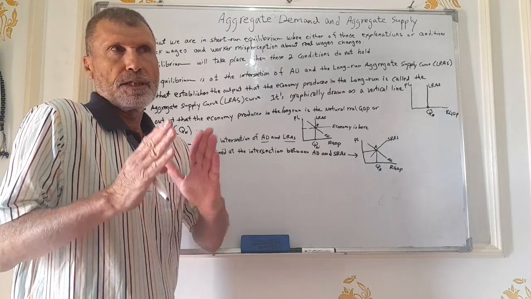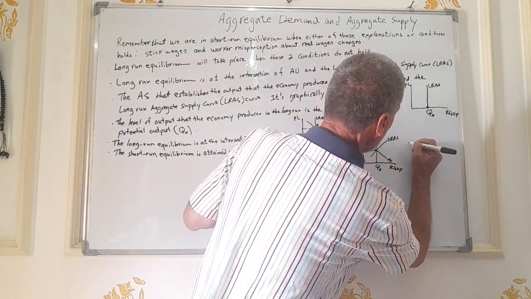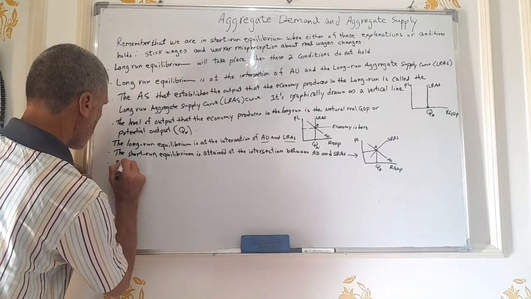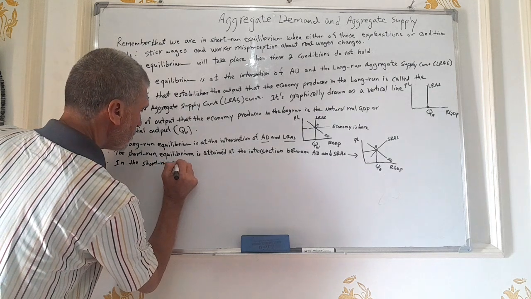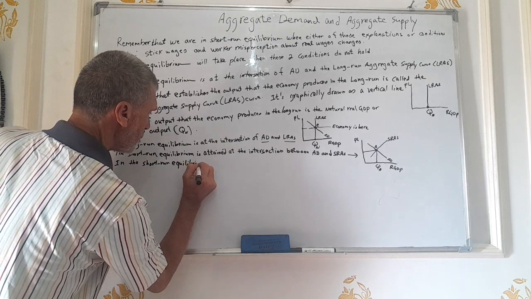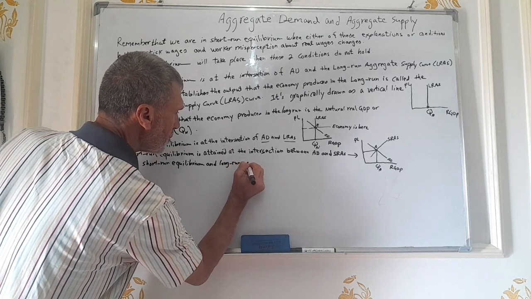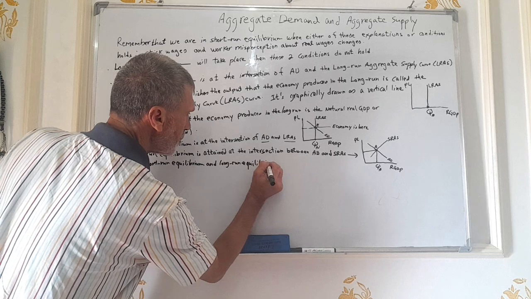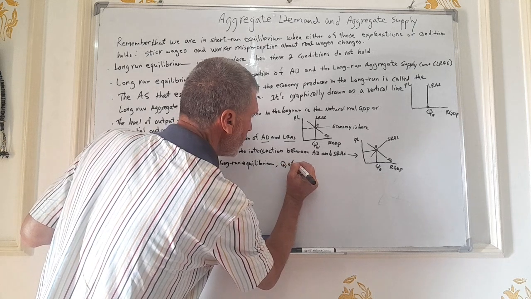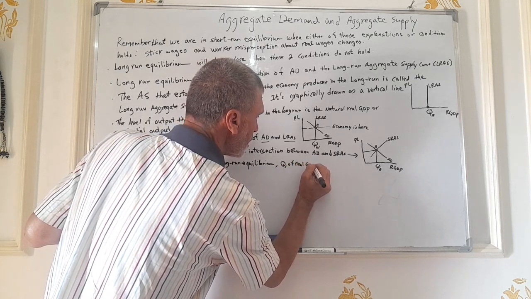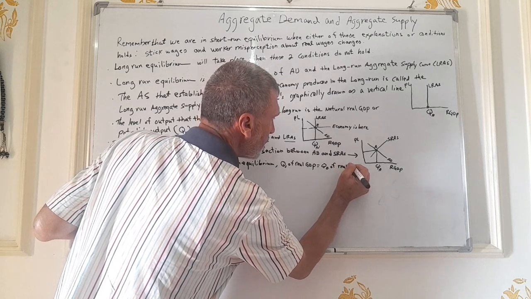In the short run, the quantity supplied, remember, here, in the short run equilibrium and long run equilibrium, the quantity supplied of real GDP equals the quantity demanded of real GDP.